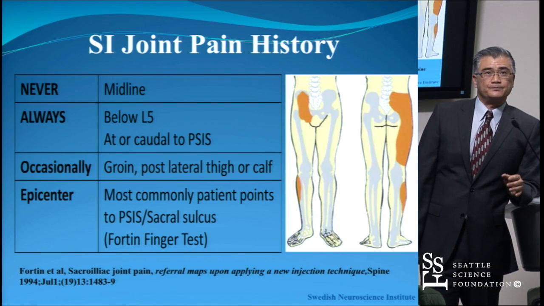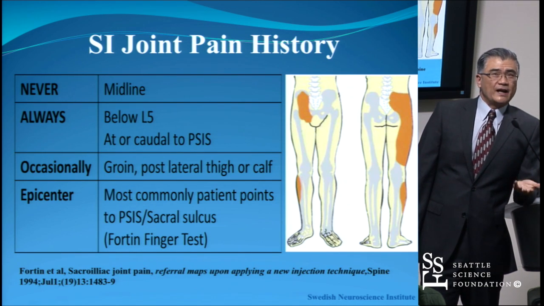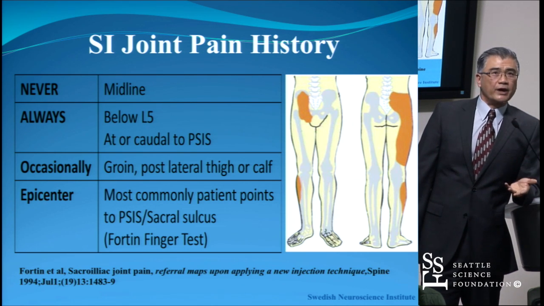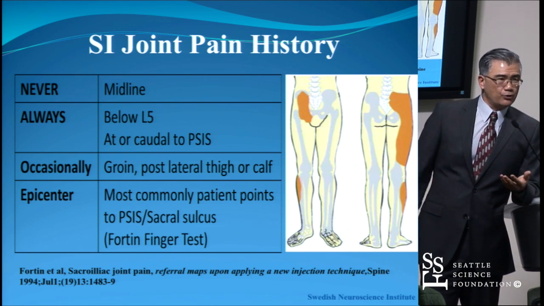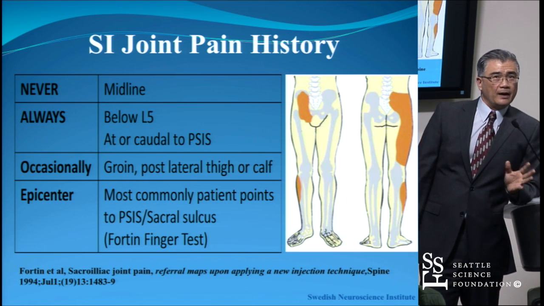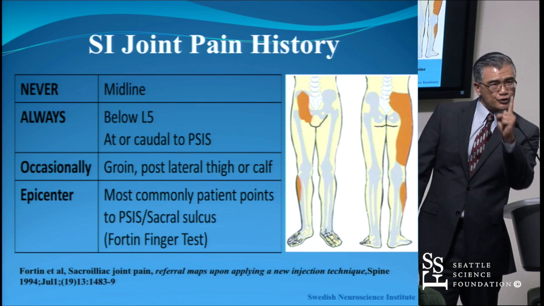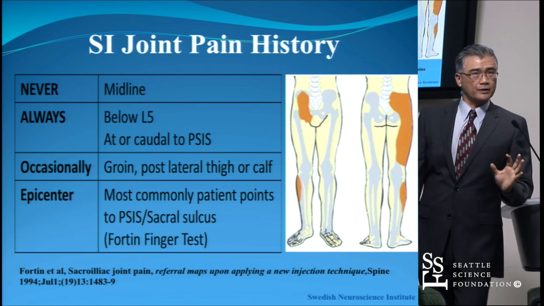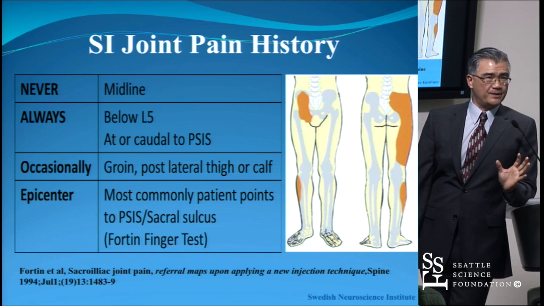an SI joint problem. So SI joint pain is never midline, okay, it's either right side or left side, okay, always below L5. Occasionally it can go to the groin and lateral hip, okay, and also the patient can usually tell you, using one finger to point, it hurts here, okay. So the pain can be very focused, with an epicenter.